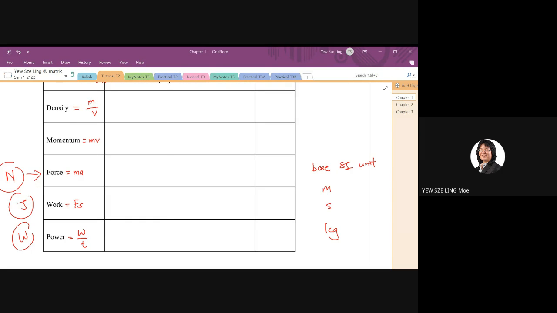Gram and cm, they are not SI units though. You need to remember what is SI unit. Well, in terms of unit, it is correct. But now the question is asking for SI unit.